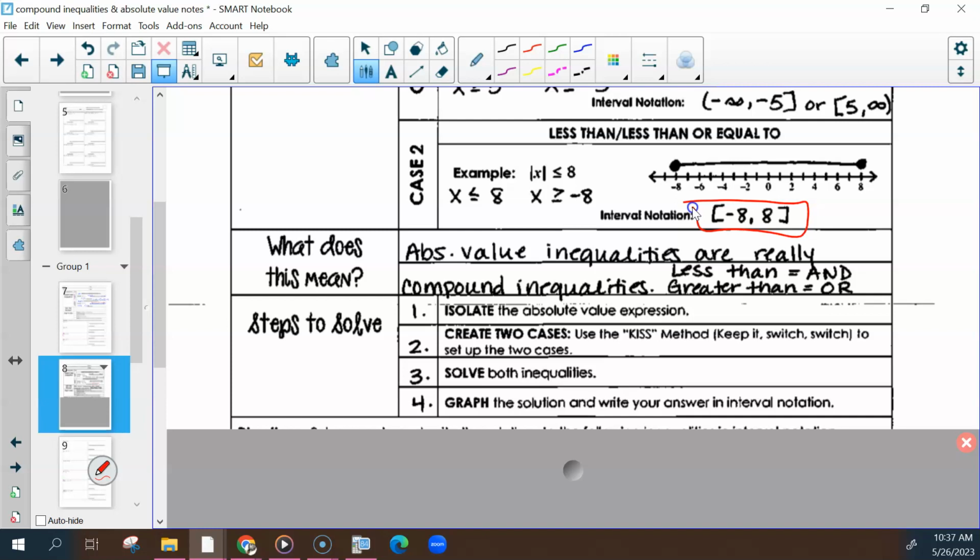The steps to solve are very much like your absolute value equations. Isolate the absolute value bars. Create the two cases. You can use what they have, this KISS method, or keep one the same. Switch the direction of the sign and the positive to a negative. Solve both, and then graph the solution and write your answer in interval notation.